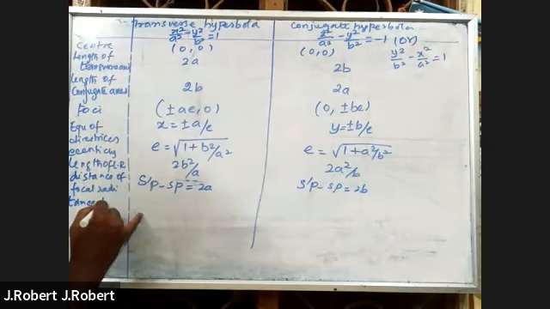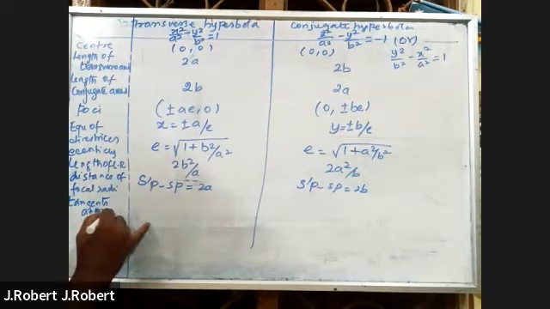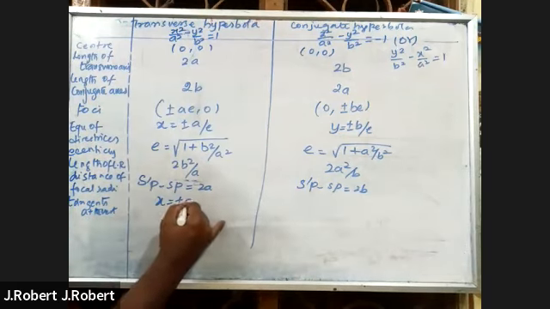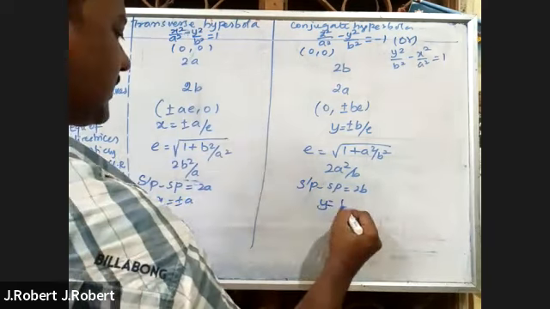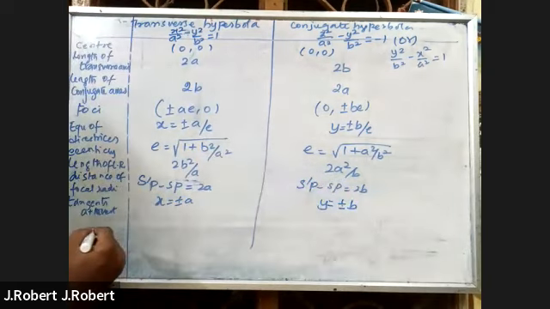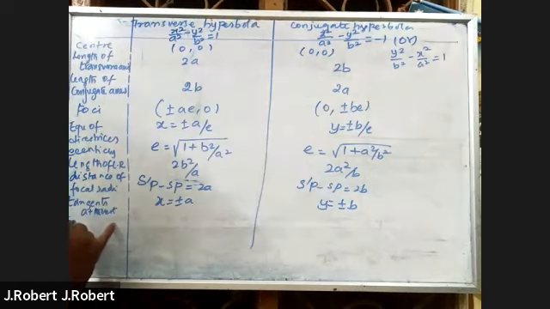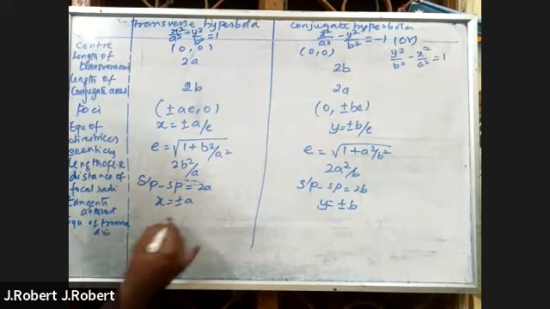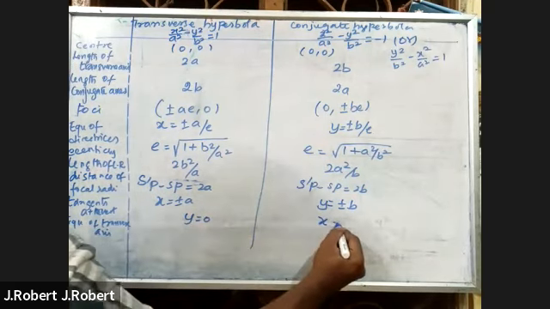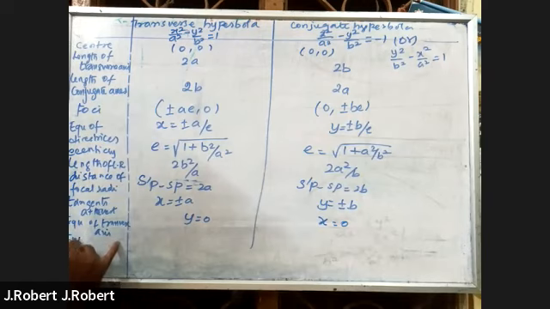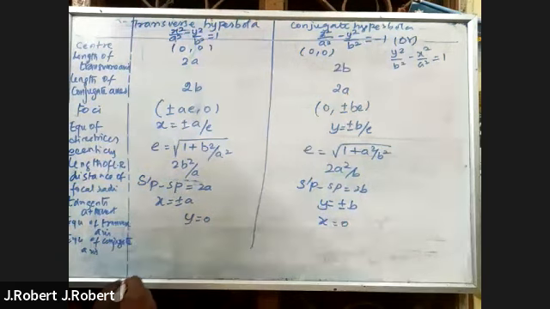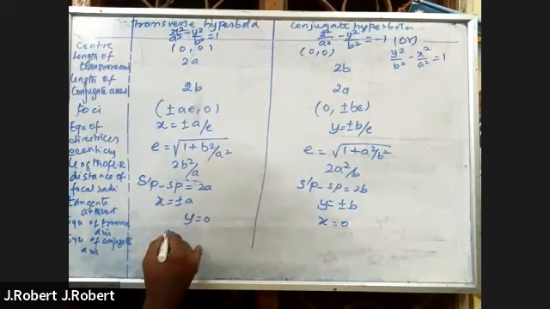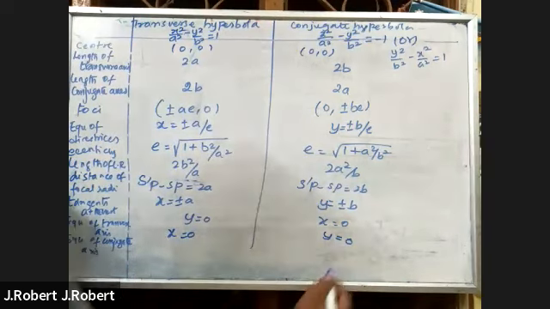Tangents at the vertices: x equals plus or minus a, and y equals plus or minus b. Equation of the transverse axis: y equals 0. Here x equals 0. Equation of the conjugate axis: we have x equals 0, and here y equals 0.